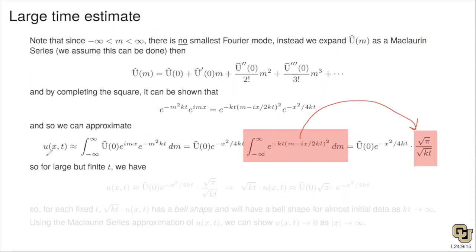So here's our u of xt, where we approximated u hat with the first term of the Maclaurin series. Why not use more than one term? Certainly you can. This is just a starting point. If we use more than one term, that second integral will actually be easy. But we certainly can. And so now we have this approximation.